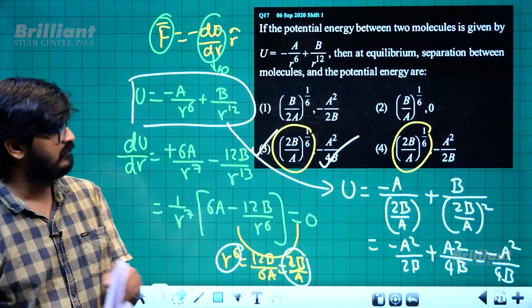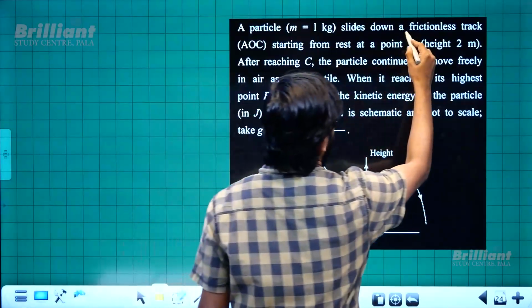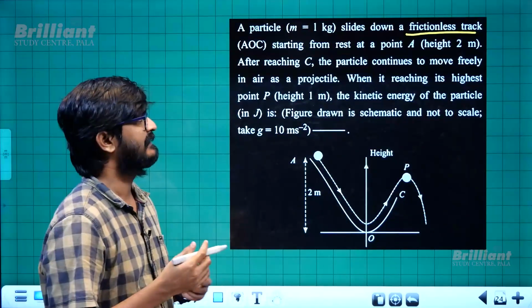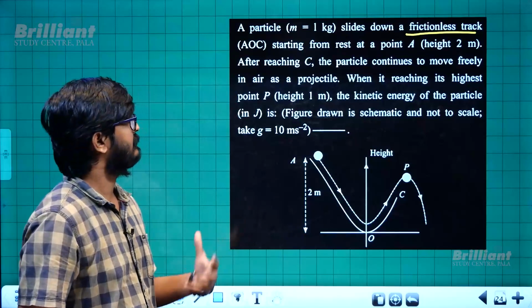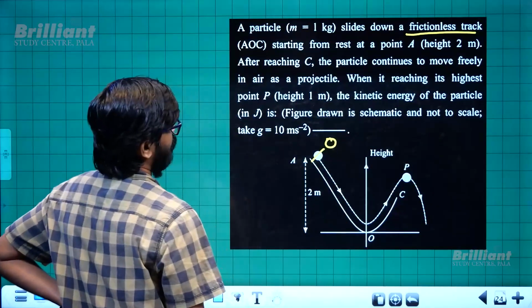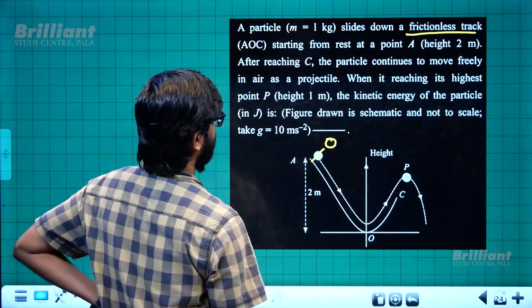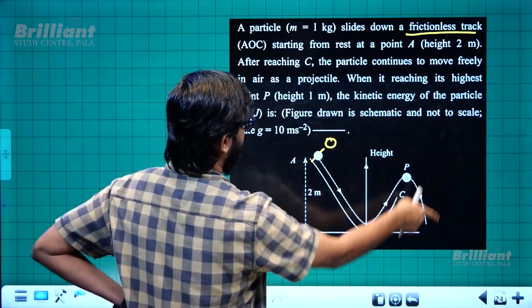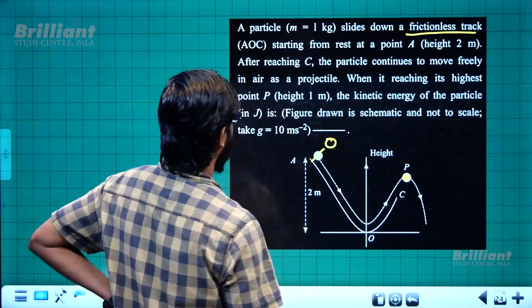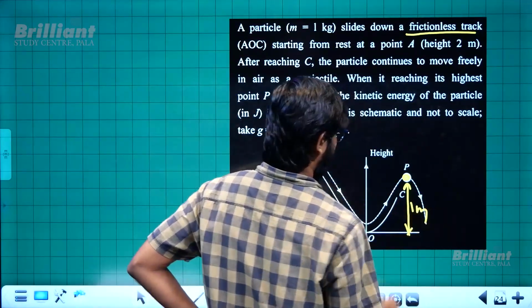The 17th one, yes, right? So this kind of question you have already seen, so I went directly. Next: a particle slides down a frictionless track. Whenever you see frictionless, most of the times you can use conservation of mechanical energy, starting from rest. So initially kinetic energy was 0 at point A. After reaching C, the particle continues to move freely in air as a projectile. When it reaches its highest point P, what is the kinetic energy of the particle? They have given this distance as 1 meter.